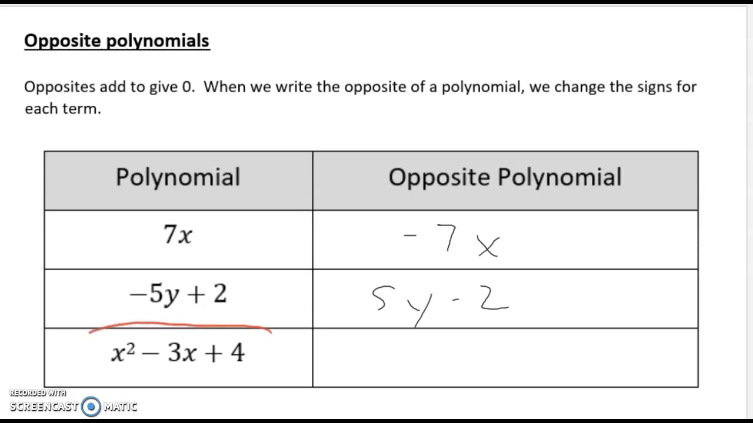If I had negative 5y plus 2, well, my negative 5y turns to a positive 5y, and my positive 2 turns into a negative 2. And last, x squared minus 3x plus 4. Well, my positive x squared turns into a negative x squared. My negative 3x turns into, yep, you guessed right, positive 3x, because I know that's what you're saying at your house right now. And a positive 4 turns to a negative 4. Okay, remember, pause and rewind as many times as you need if I'm going too fast.